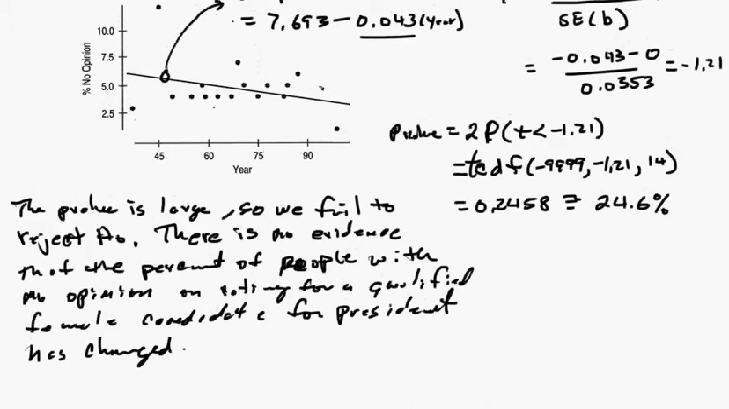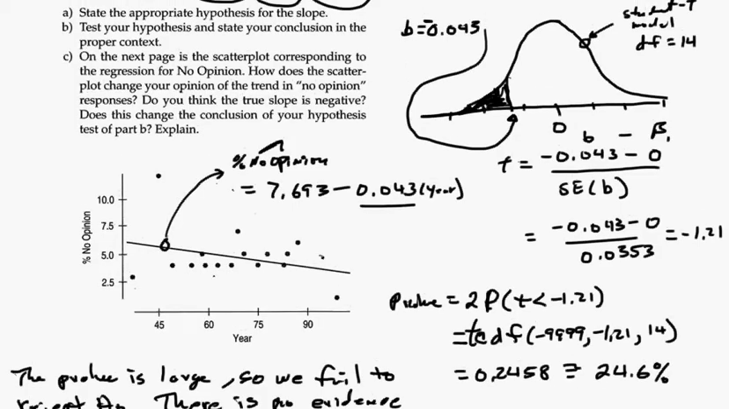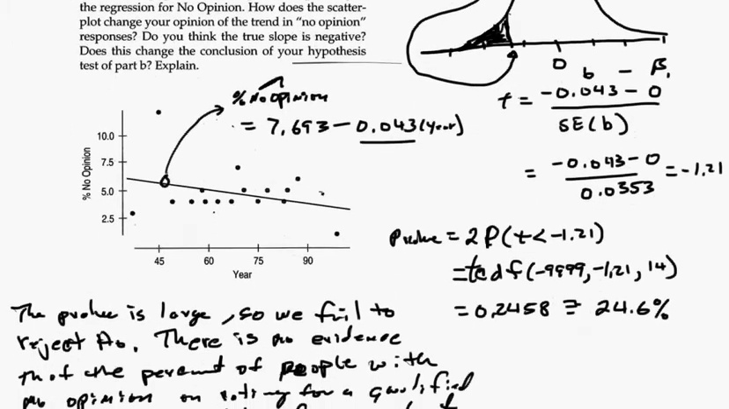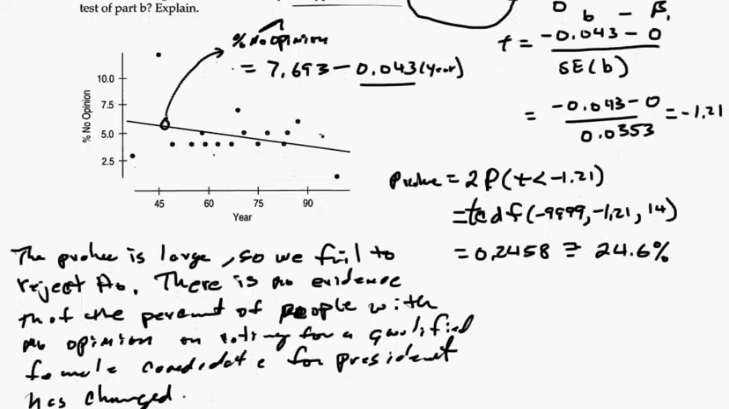Okay, now the last question, C, on the next page, where we see the scatter plot for no opinion. How does the scatter plot change your opinion of the trend? In no opinion responses, do you think the true slope is negative? Does this change your conclusion? Explain.